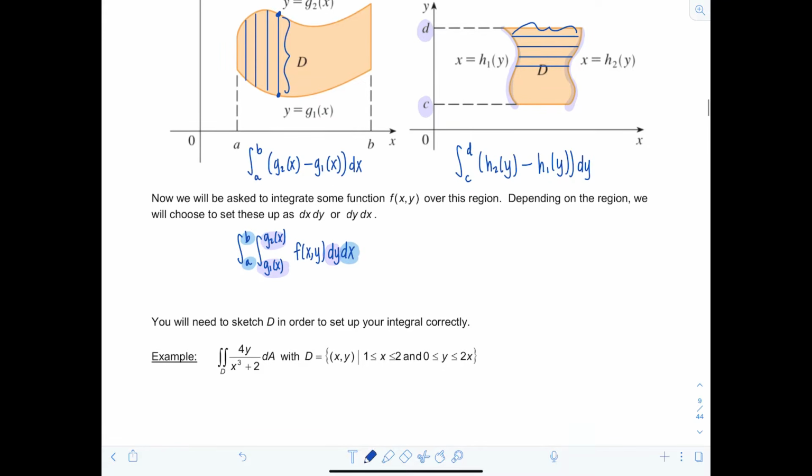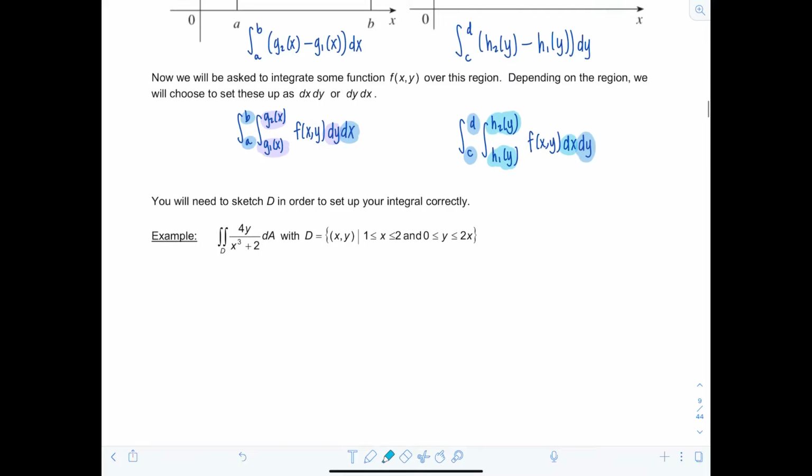And then the other option would be to go from c to d last, and then inside you would have h sub 1 of y, h sub 2 of y. Notice the upper limit is going to be the curve on the right, the lower limit is the curve on the left, and then we have f of x y dx dy. So notice everything's matchy-matchy. These match for y, and those are limits for x. Every single time you do these problems, sketch the region D, the base region that you're integrating over. Even if you're not asked to explicitly in the problem, if you don't, most likely things will not work out.